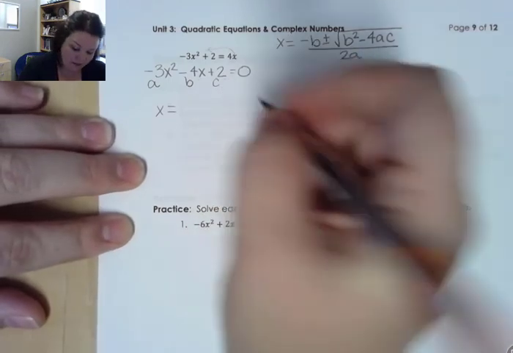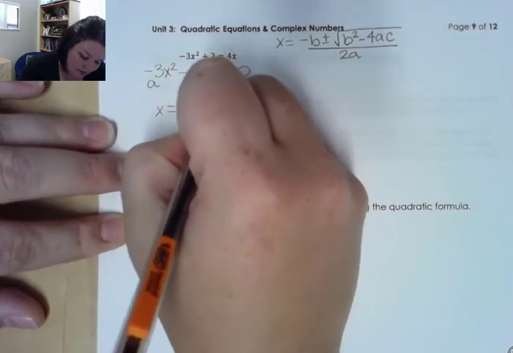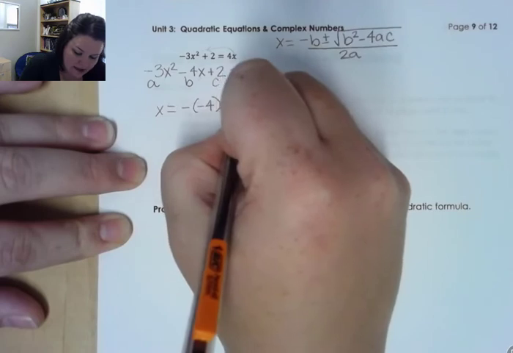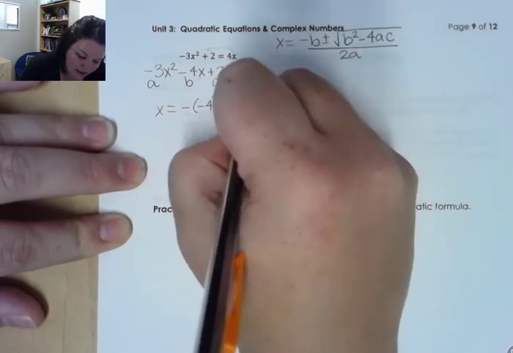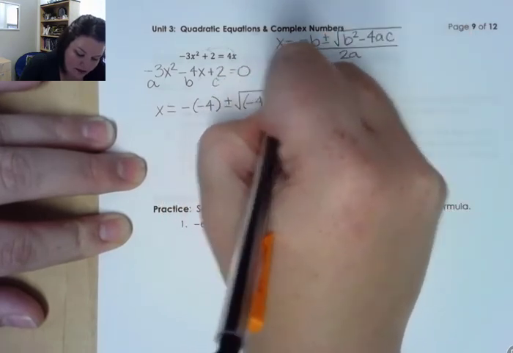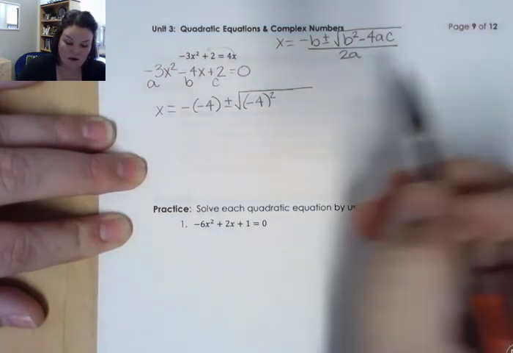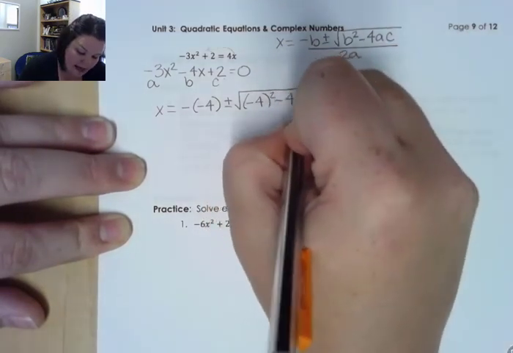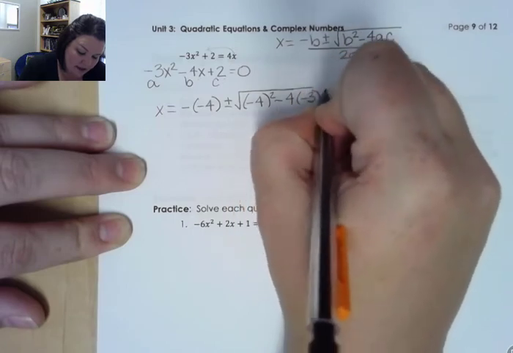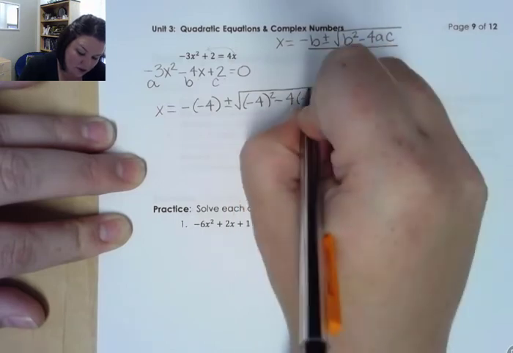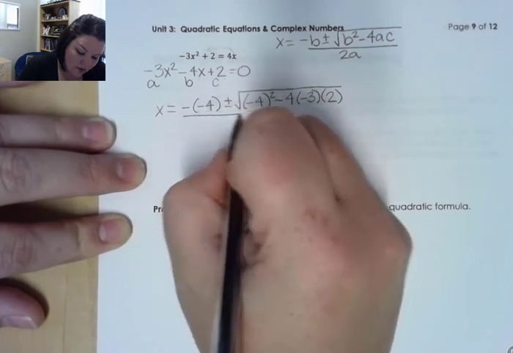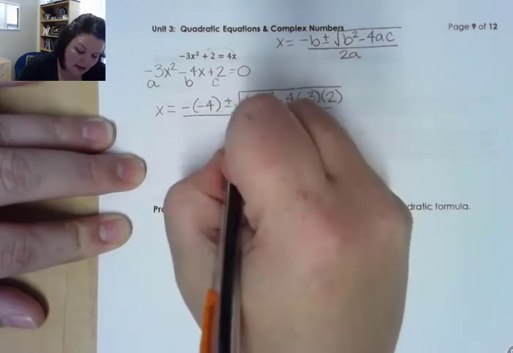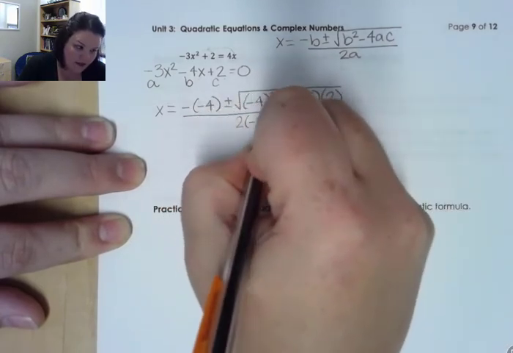Okay, so I have x is equal to negative b. So my b is negative 4, so I'm going to do the opposite of negative 4, plus or minus the square root of b squared. So we're going to do negative 4 squared minus 4ac. So minus 4 times my a, which is negative 3, times my c, which is 2, all over 2 times my a, which is negative 3.